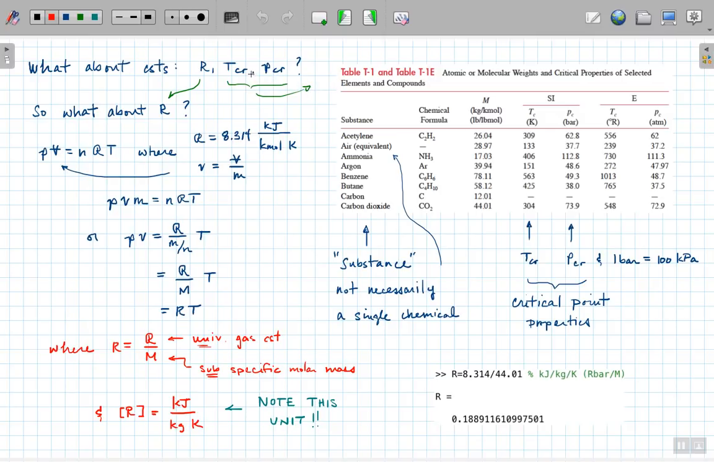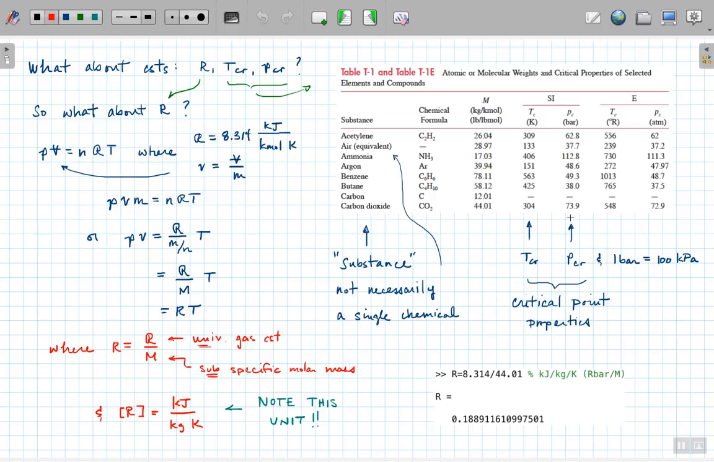Before we take a look at how we do that root finding, let's take a look at the critical point properties in R. The critical point properties can be found in our book, Introduction to Thermal Analysis by Moran and others, as in table T1. Unfortunately, they don't give us R directly, which I think is just an oversight, honestly. But nonetheless, they do give us the molar mass, and they give us directly the critical point temperature and pressure here.